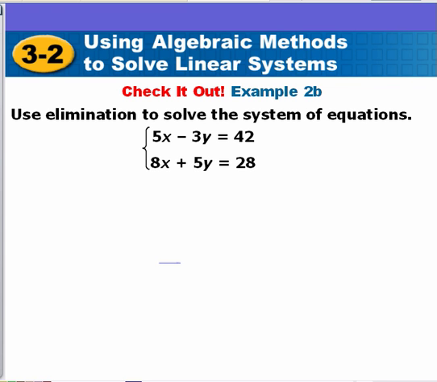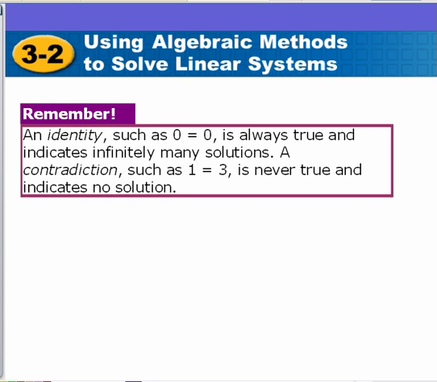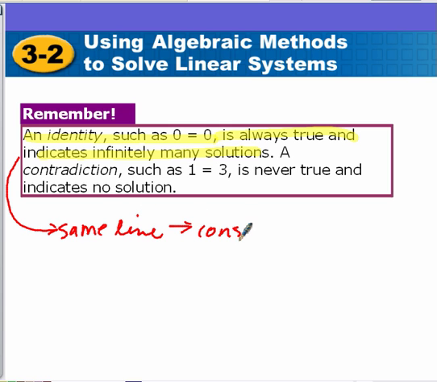So the last thing we need to know about substitution and elimination is that we can also classify systems without the graphs like we did last time, but just using the solutions to our substitution or elimination problems. So remember, an identity such as 0 equals 0 is always true and indicates an infinite number of solutions. So from yesterday, if we have an infinite number of solutions, that means the two are the same line, and it's going to be consistent and dependent. So an identity will be consistent and dependent.